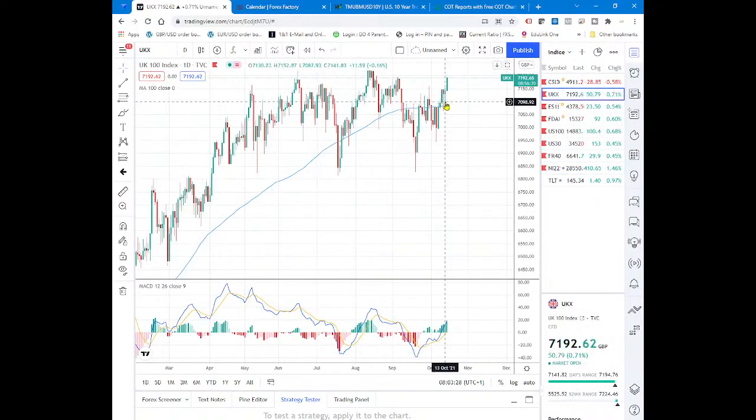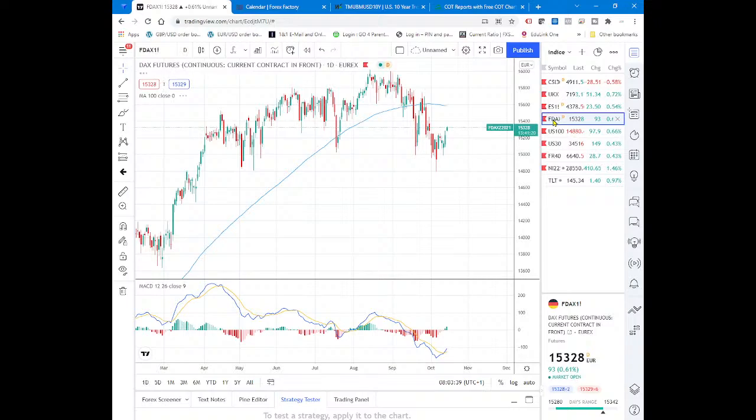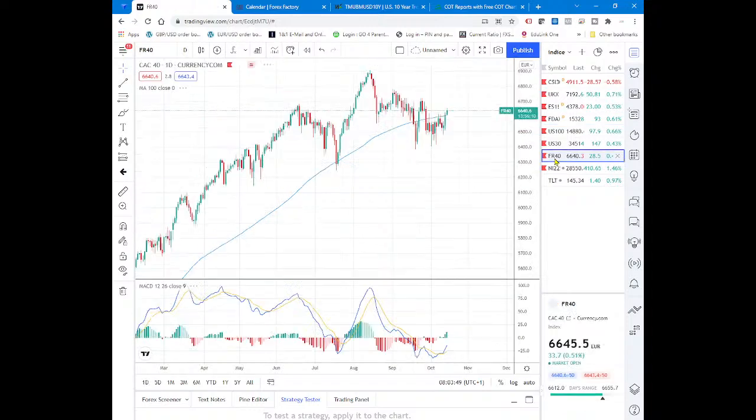FTSE's pushing up stronger this morning, so had a couple of days hanging in around that area, and equity market certainly looks a bit better than it did when I looked at it a couple of days ago. The DAX also, higher low confirmed amongst this, looking a little bit more bullish now than it did a couple of days ago, and likewise with the CAC there. So there's this bias coming through across there, much more positive than it has been.